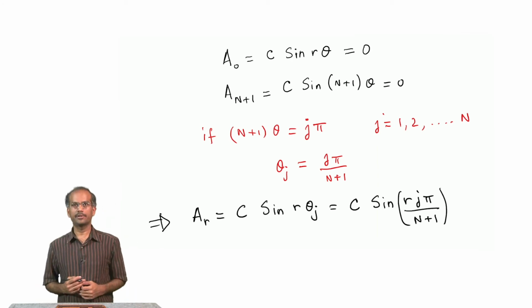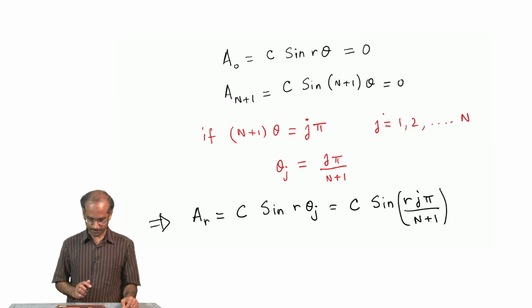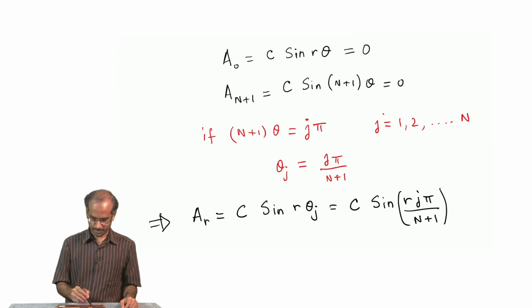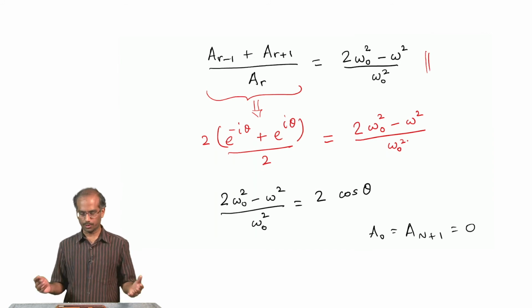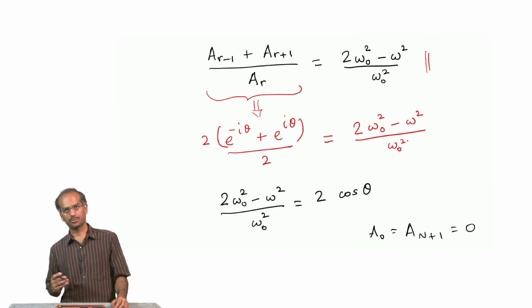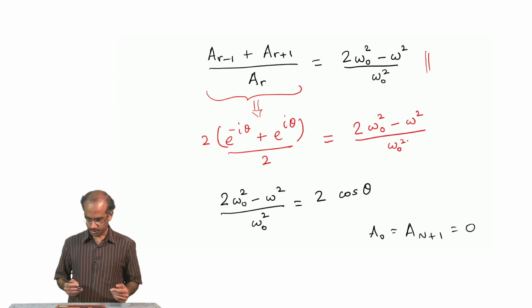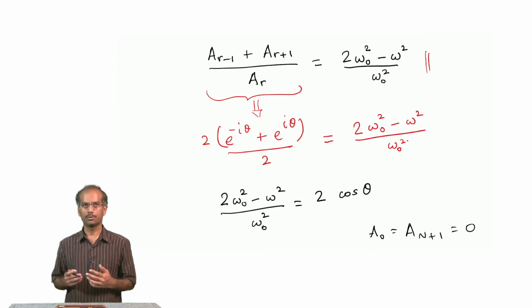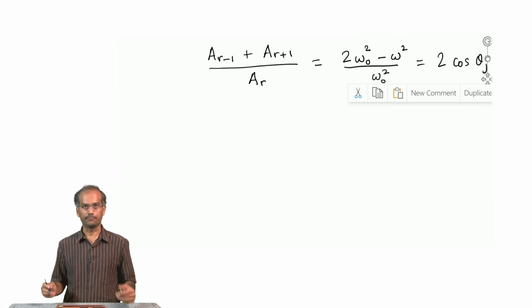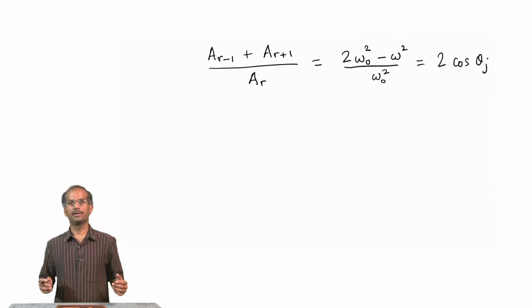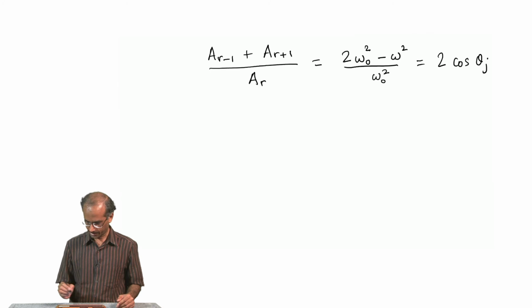So, now that I have an expression for the amplitude of the rth particle, the next step simply is to substitute all that in this equation. So, we know what is a r, we know what is a r minus 1 and a r plus 1, substitute it here and extract omega square from that. So, that is the next step. So, we know that this is equal to 2 cos theta j, and we know the value of theta j. So, we have everything that we can use here.